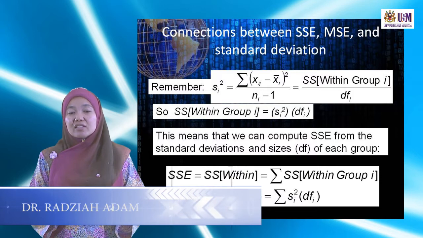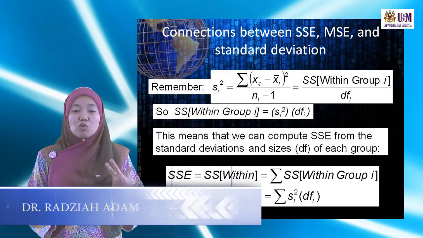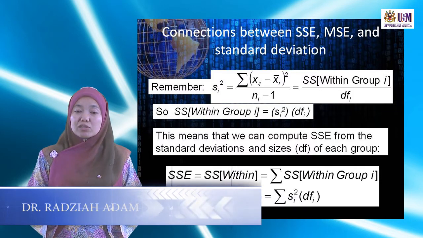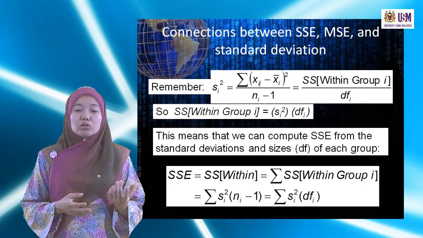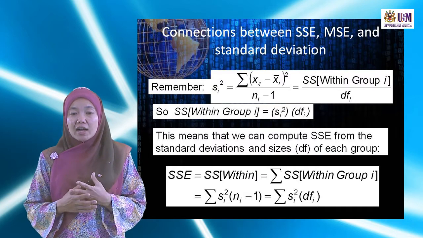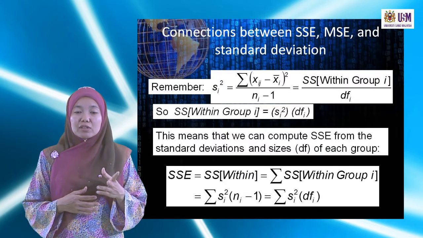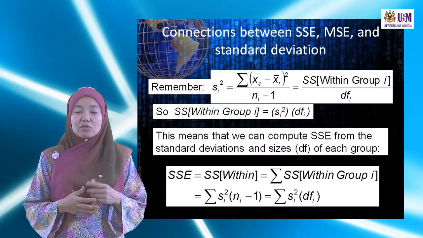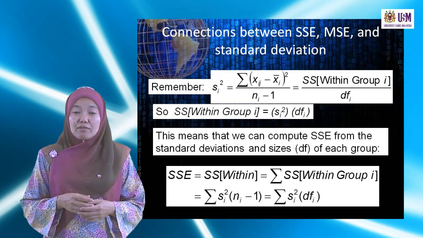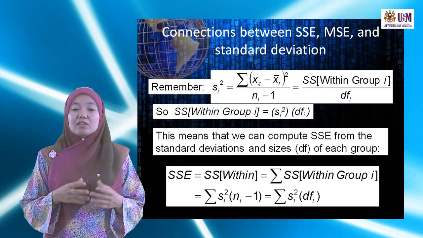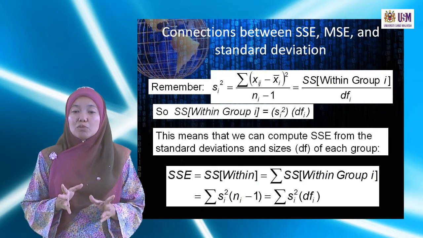So SSE equals the sum of squares within, which equals the sum over groups of the sum of squares within group i, which equals the variance of group i multiplied by the sample size of group i minus 1. You add up, and that gives you the sum of the variance of group i multiplied by the degrees of freedom for group i.